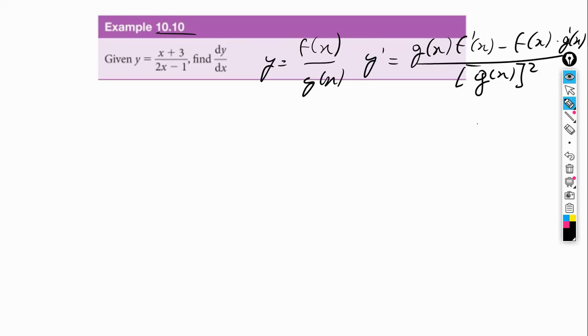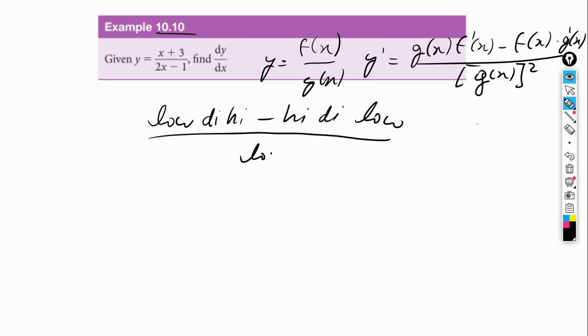Some people like to remember this also as low d high minus high d low over low squared. And this part up here, low d high minus high d low, reminds me of an old song, so it's easy for me to remember. Low d high minus high d low.